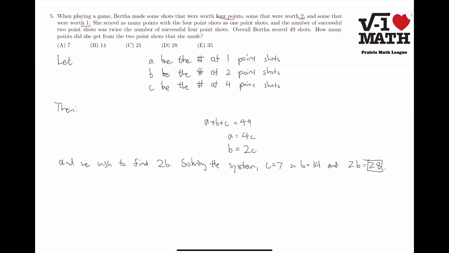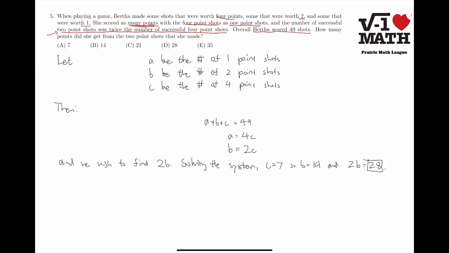For the 4-point shots, she scored as many as the 1-point shot, like point worth, not the number of shots, but the number of points she scored. And the number of successful 2-point shots was twice the number of successful 4-point shots. So this is actually not in terms of score, this is in terms of number.